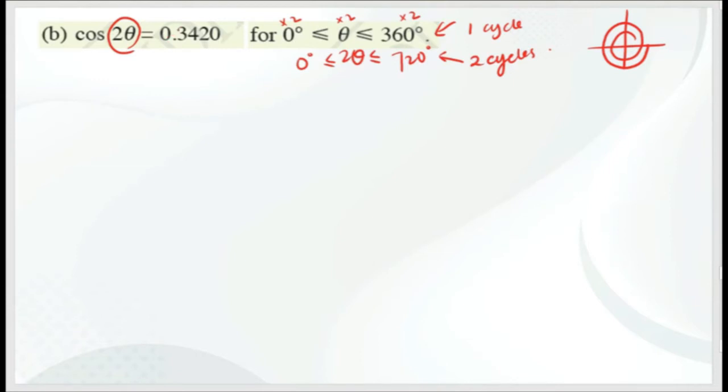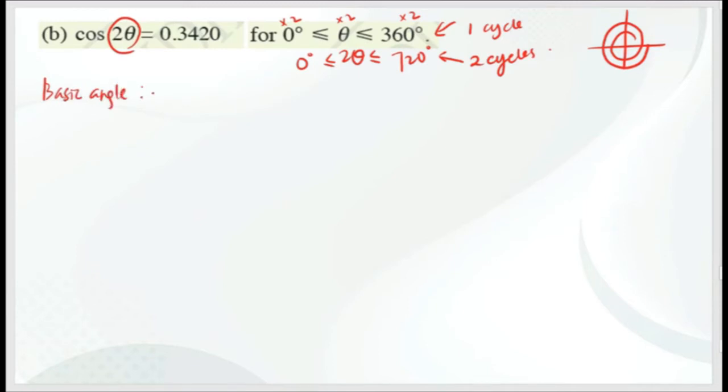2 theta means 2 cycles. 3 theta, 3 cycles. Half theta, half cycle only. Then you watch out for the angles, the range for the angles is given. Okay, so now what is our first step? We find the basic angle.